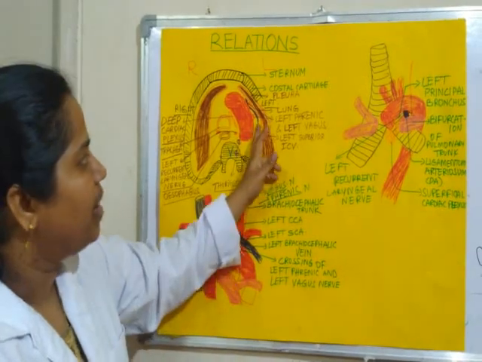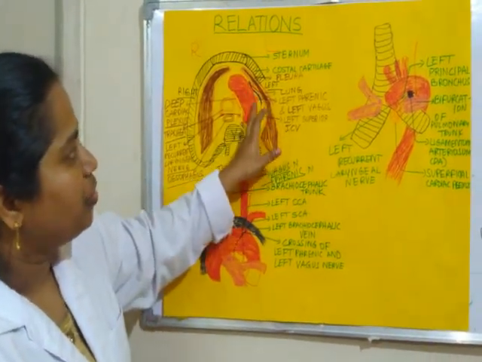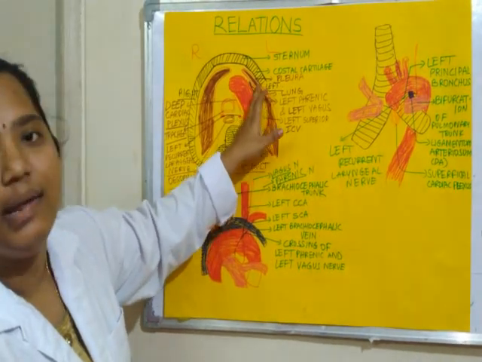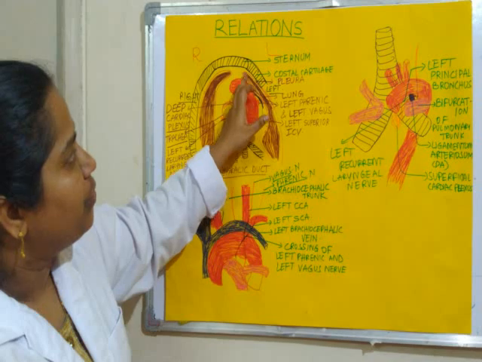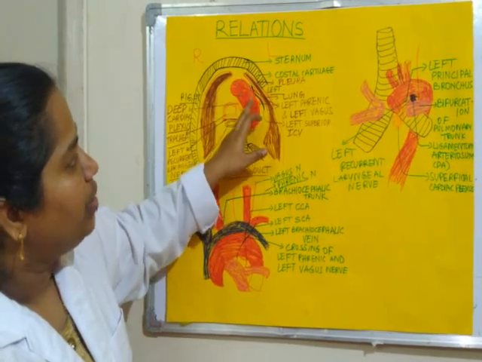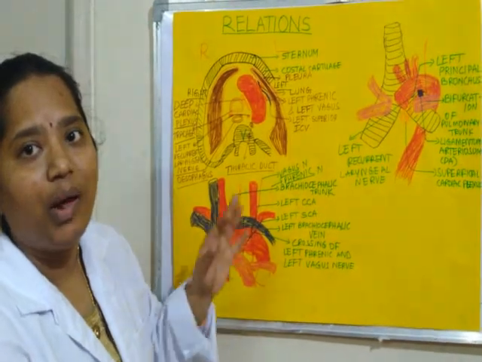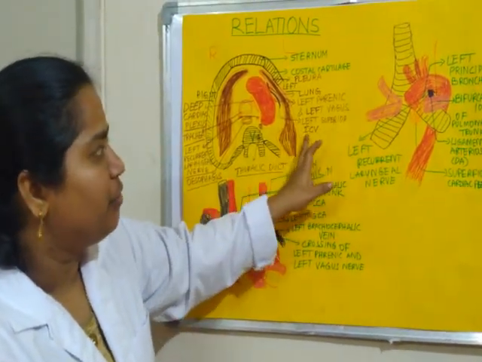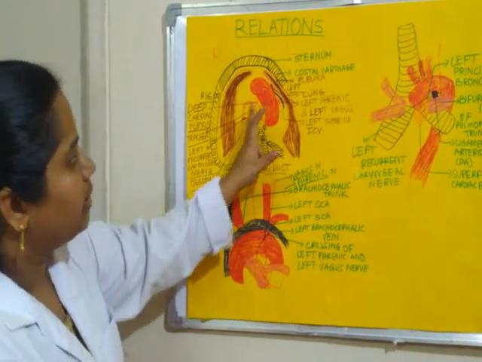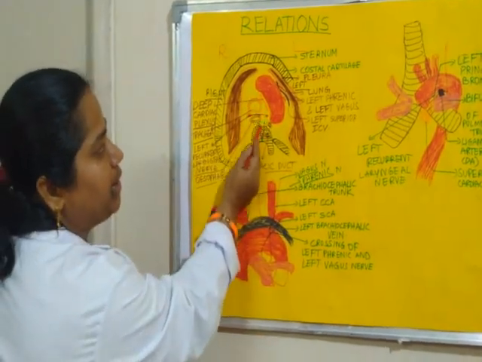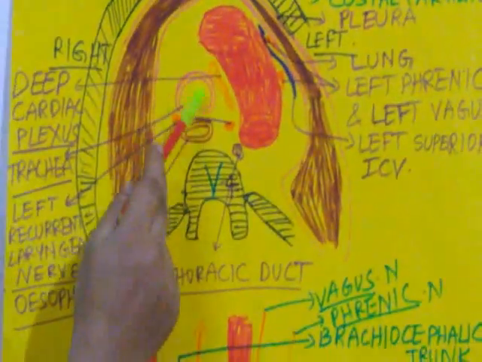Finally it drains into the left brachiocephalic vein. Sorry, right brachiocephalic vein. So these are the structures present anteriorly and towards the left: left lung, left pleura, in front of that sternum, and between arch of aorta and left lung and pleura, 4 nerves and 1 important vein, left superior intercostal vein. Next, posteriorly and towards the right.